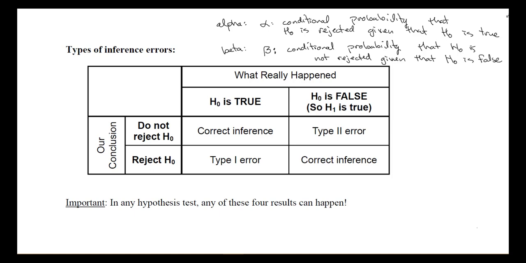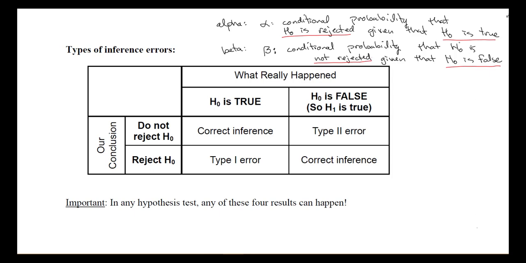Okay, and so basically, here's our key. So H0 is true, but it's rejected. Beta is the conditional probability that if H0 is false, then the H0 is not rejected.